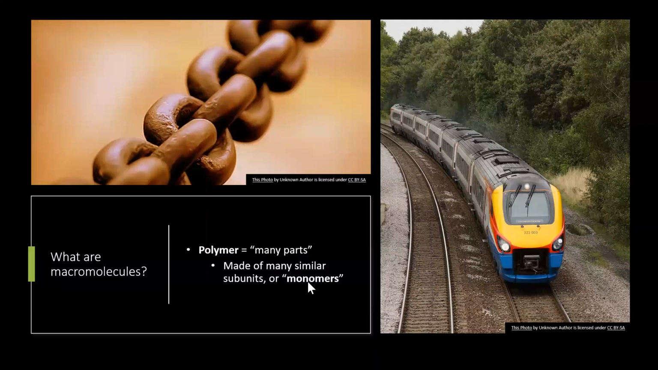Very convenient. Mono means one. So one part makes up many parts once they put them all together. The analogy that we tend to use to exemplify this is a chain where every link represents a monomer, and the whole chain is the polymer. Same with a train, where you have many little monomers, each one of these little sections in the train, and being all together they form a long chain, which in this case would be the polymer.